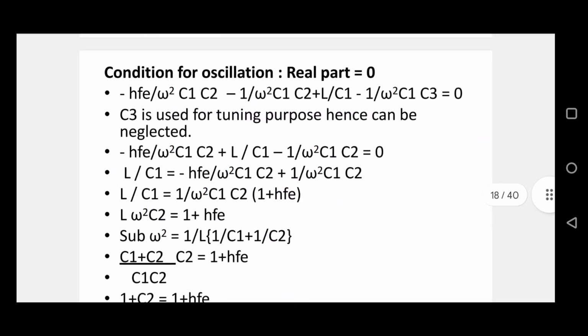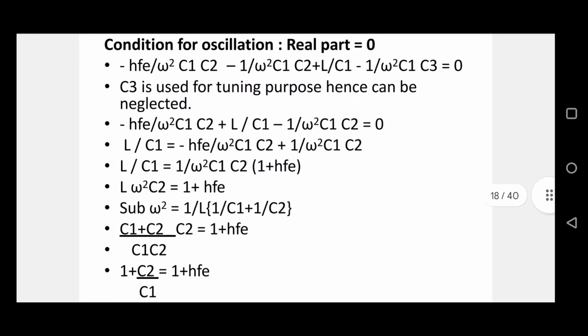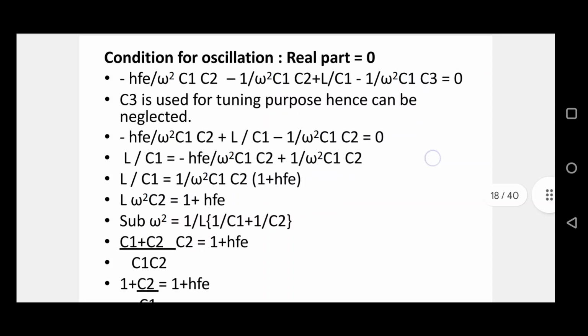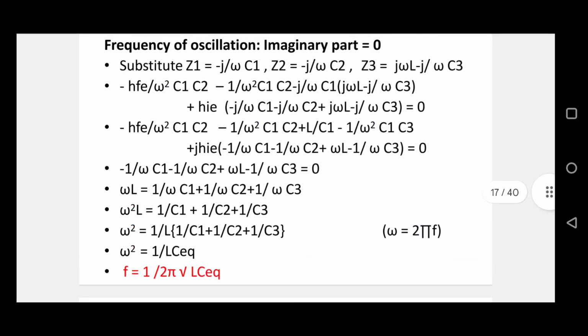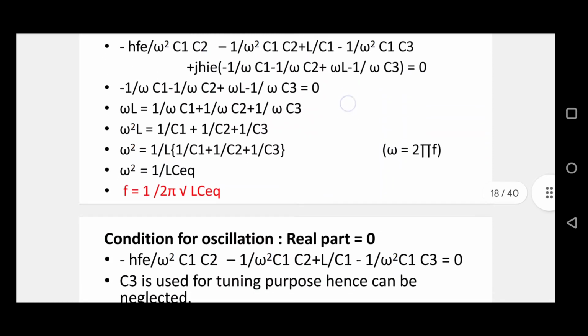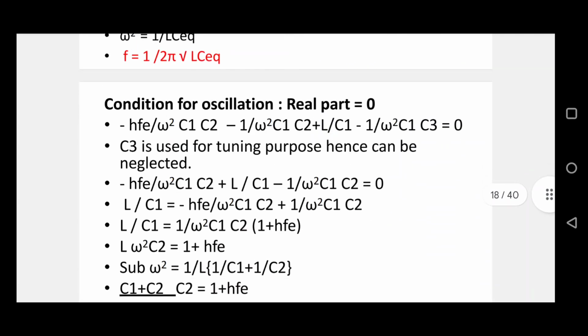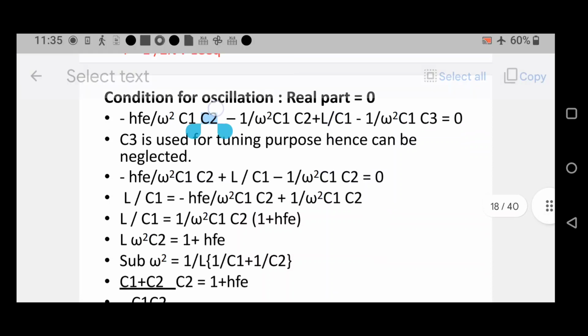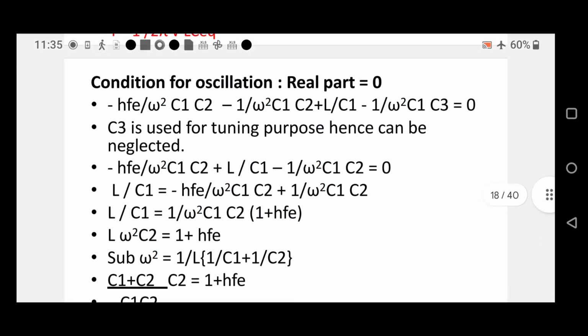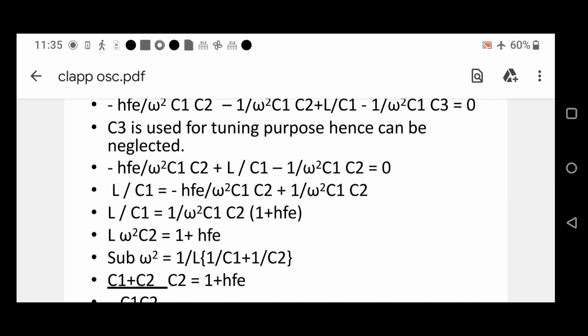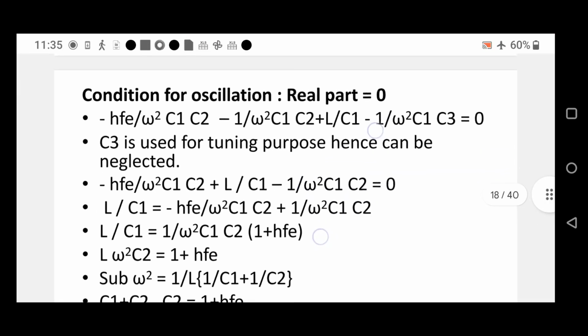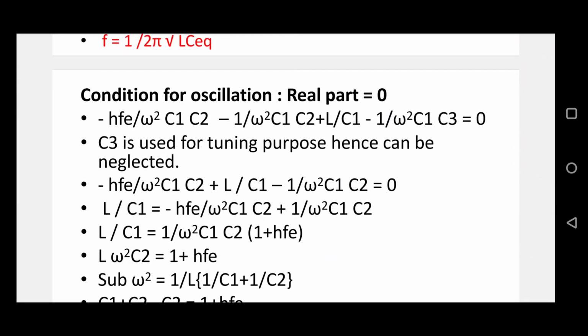And next we are going to discuss the condition for oscillation. To find the condition for oscillation, we should make the real part equal to 0. In this equation, the first three terms are real part terms and the last, fourth term is the imaginary term. So we should make the real part equal to 0. So minus hfe omega square C1 C2 minus 1 by omega square C1 C2 plus L by C1 minus 1 by omega square C1 C3 equal to 0.